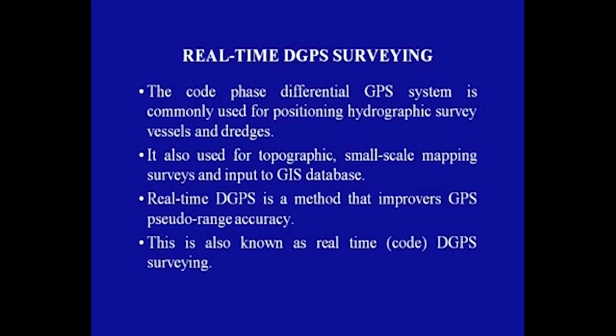The code phase differential GPS system is commonly used for positioning hydrographic survey vessels and dredgers. It is also used for topographic small scale mapping surveys and input into GIS databases. Real-time DGPS is a method that improves GPS pseudo-range accuracy. This is also known as real-time DGPS surveying. So, let us look at real-time DGPS surveying.